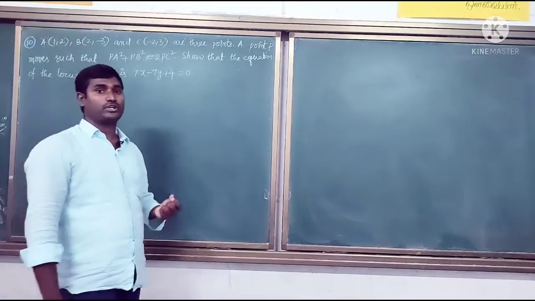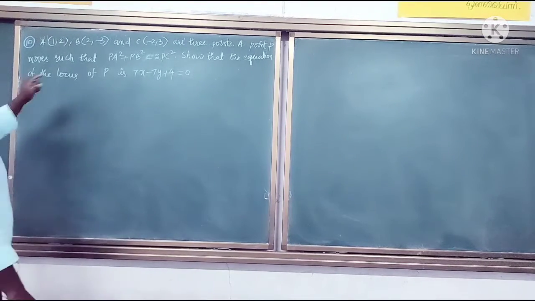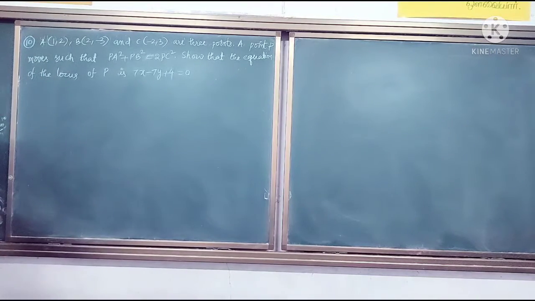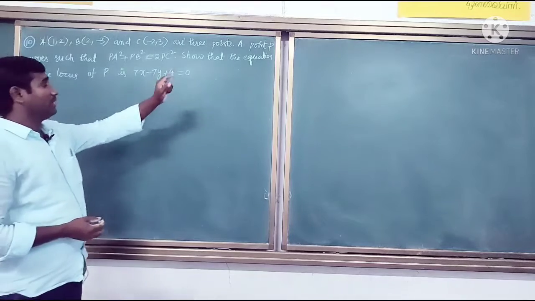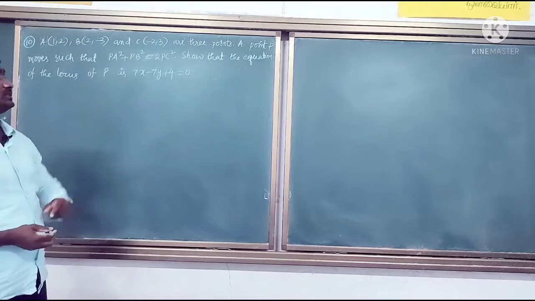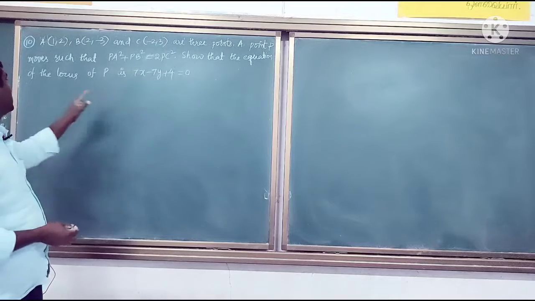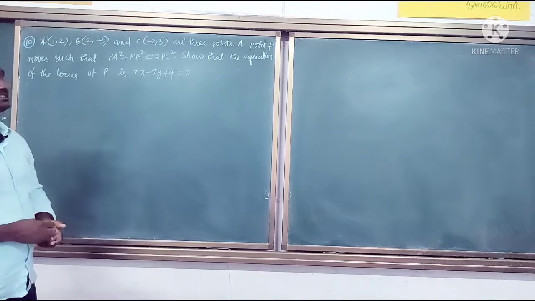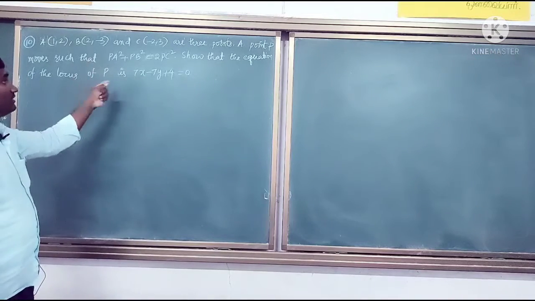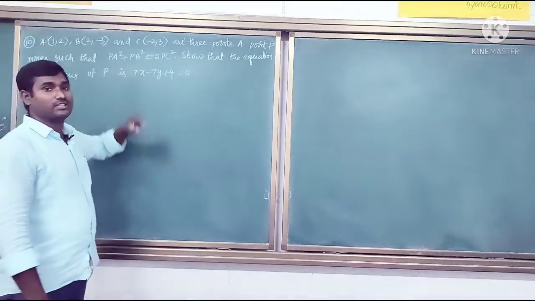Now I am going to discuss the 10th question. A of 1 comma 2, B of 2 comma minus 3 and C of minus 2 comma 3 are 3 points. A point P moves such that PA square plus PB square equal to 2PC square. So they have given the geometric condition here. Show that the equation of the locus of P is 7x minus 7y plus 4 equal to 0. So they have also given the equation of the locus, and we need to prove this is the equation of the locus.